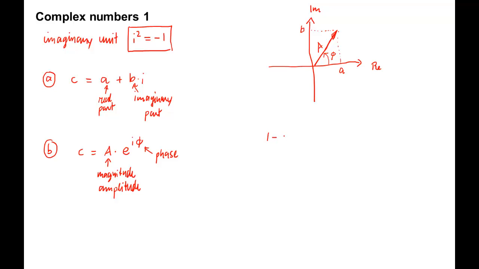The number 1 minus 2i can be represented in this complex plane like this. There is 1 unit in the real part and -2 units in the imaginary part, so the vector points this way.